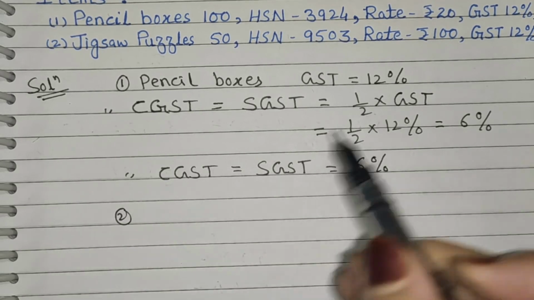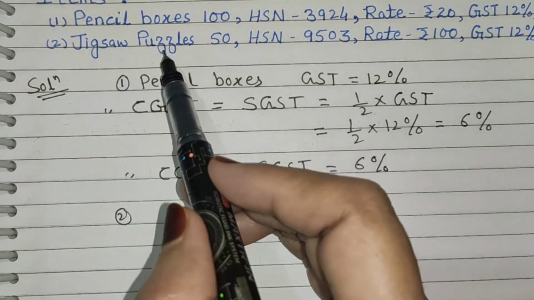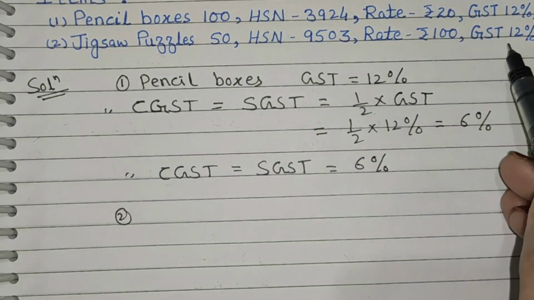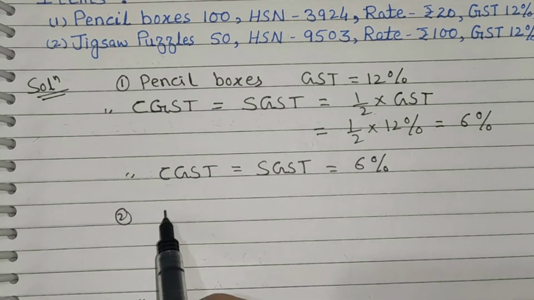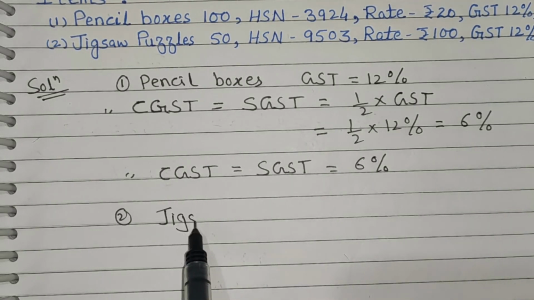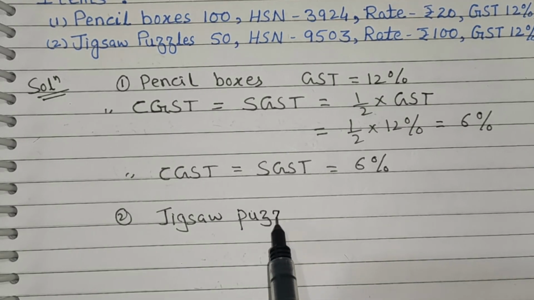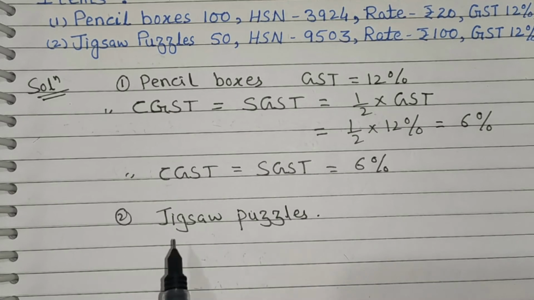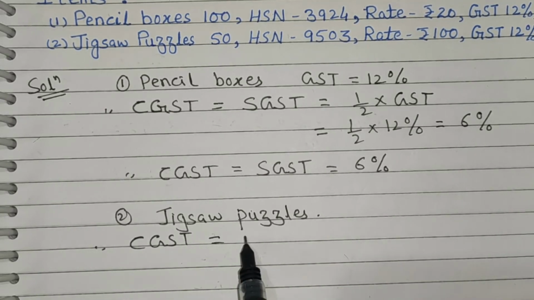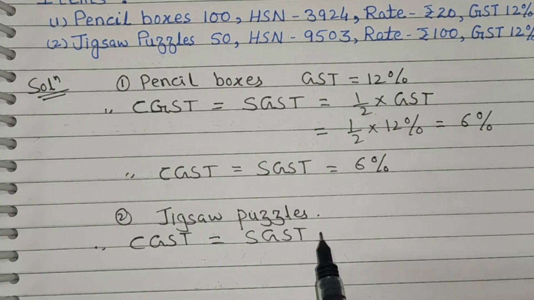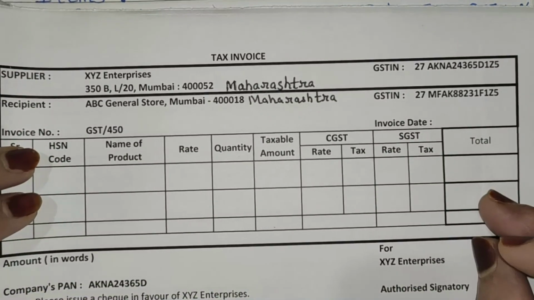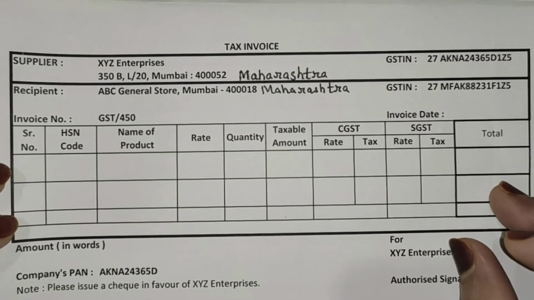Now second one, jigsaw puzzle. For jigsaw puzzles, GST is also 12%. Therefore, similarly, CGST is equal to SGST. Both are equal to 6%. Now, it is tax invoice.